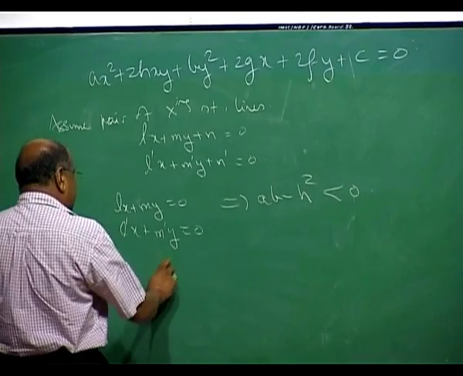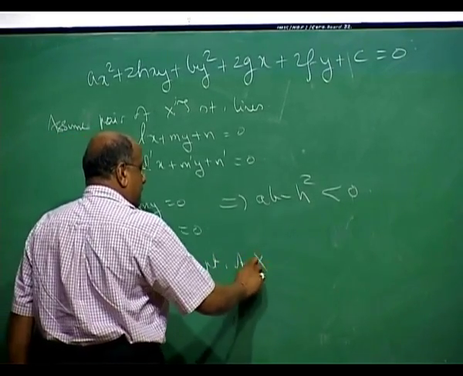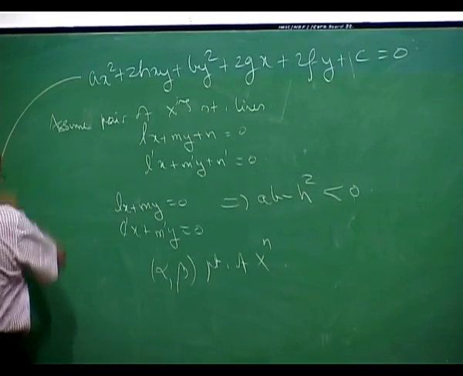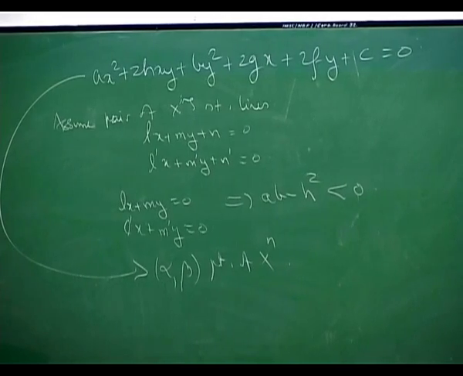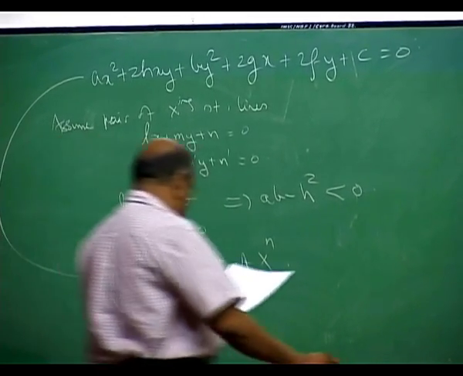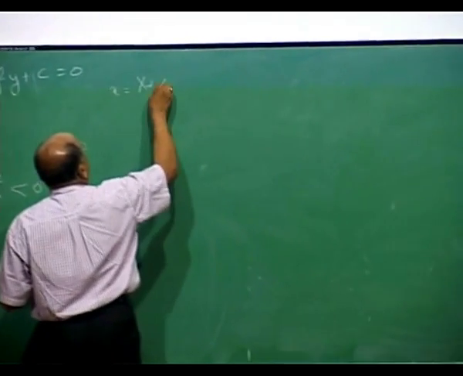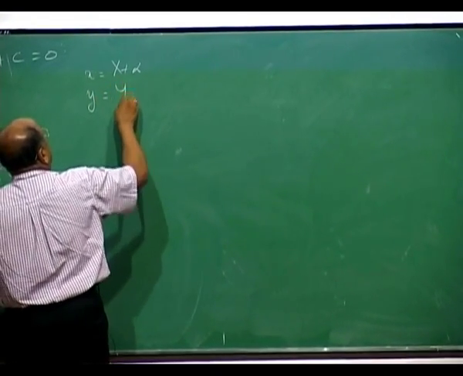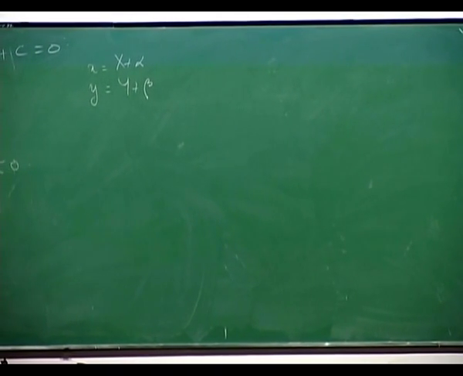Suppose alpha, beta is the point of intersection of these lines. So let us shift the origin there. Let us take x equals capital X plus alpha, y equals capital Y plus beta, so that the point of intersection is now changed to the origin.